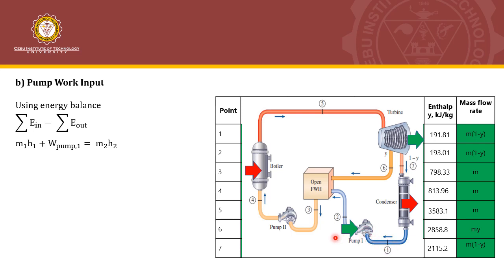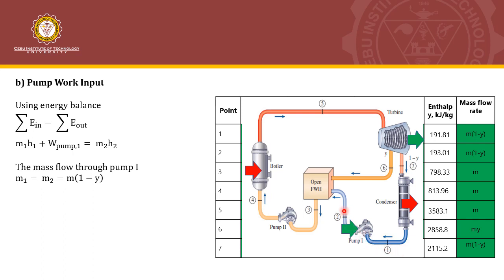And also the energy that you put in the pump to operate the pump. So that's why we have work pump 1. And the energy that's leaving, that is why we have here M2H2. Also, the mass flow rate of pump 1 is, as you can observe, the value 1 minus Y times M. So that's why M1 is equal to M2 because there's no loop here.